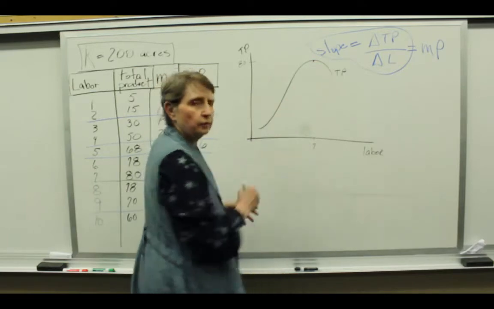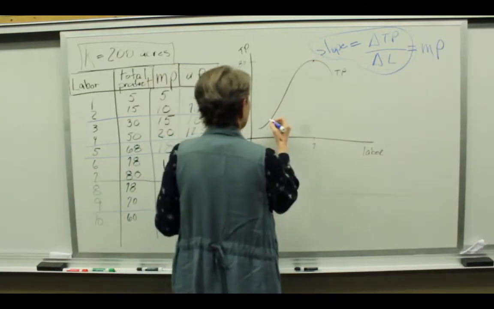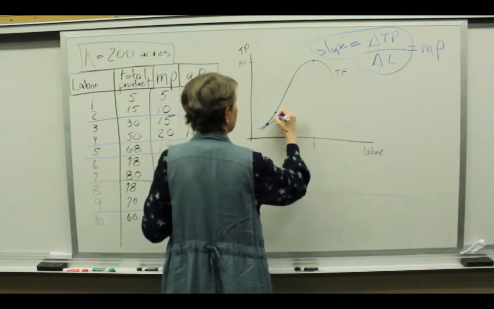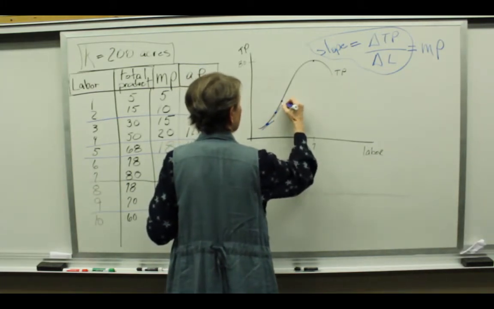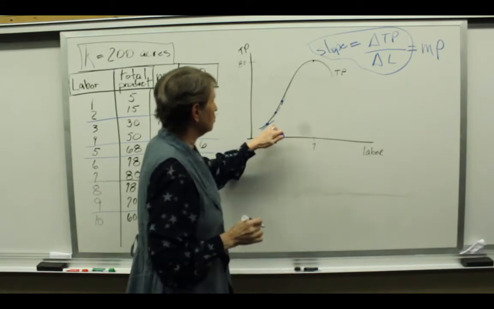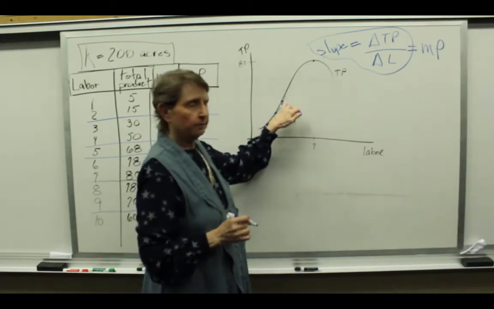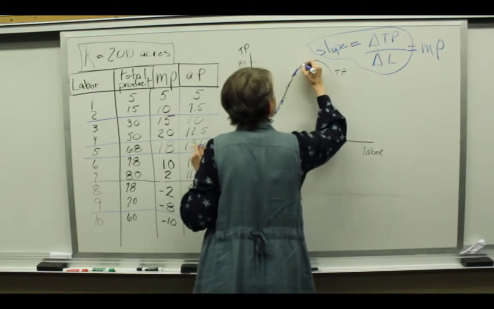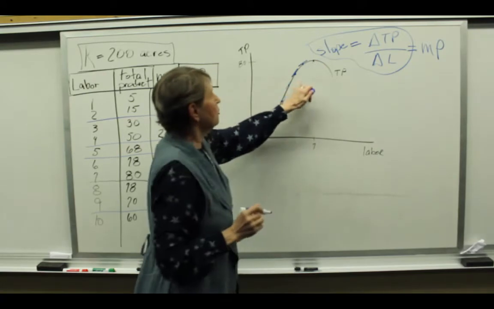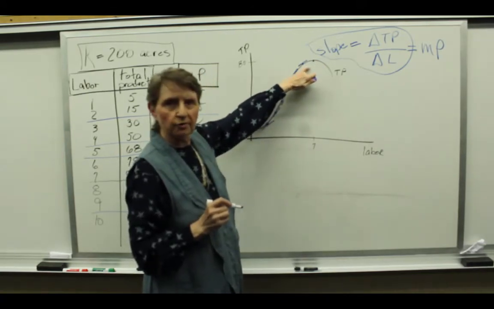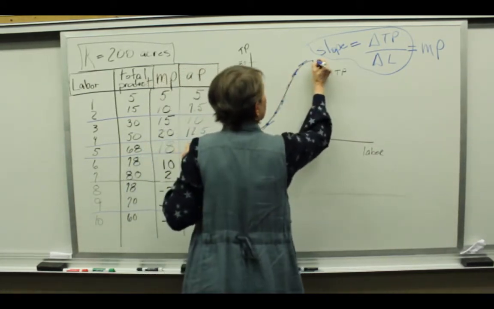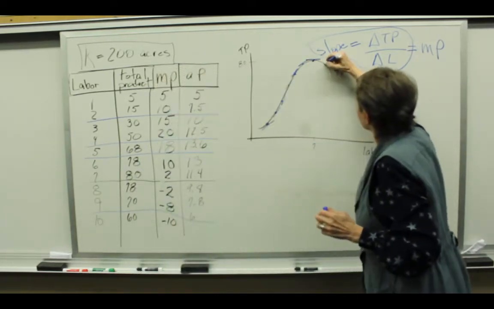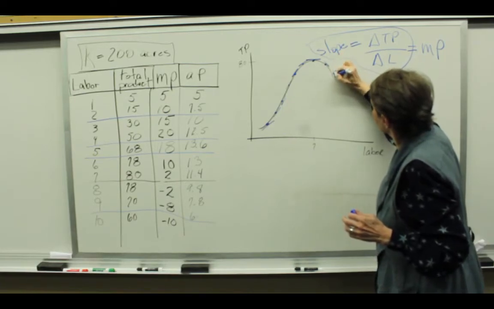I want you to look at the slope of this curve. At this point right here, that's the slope. At this point right here, that's the slope. At this point right here, that's the slope. So the slope is positive and increasing. As we continue up here, the slope is still positive, but now it's approaching 0. And at this point right here, the slope is 0. And then over here, the slope actually turns negative.